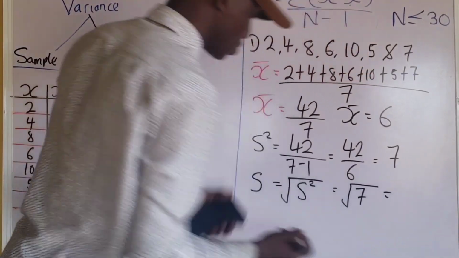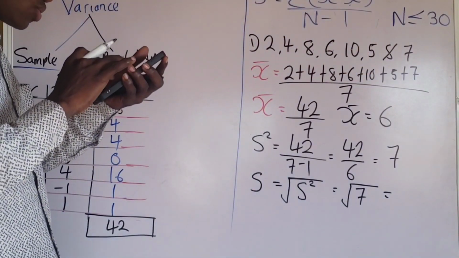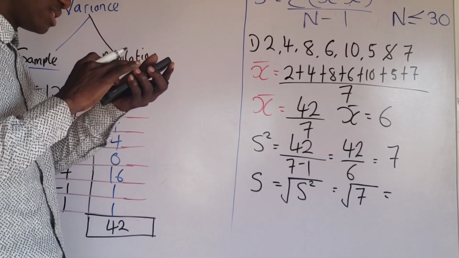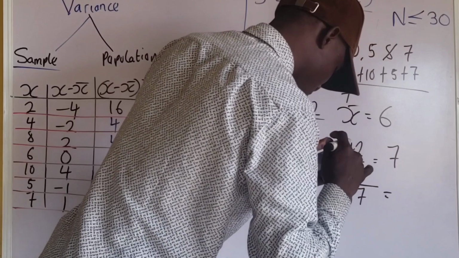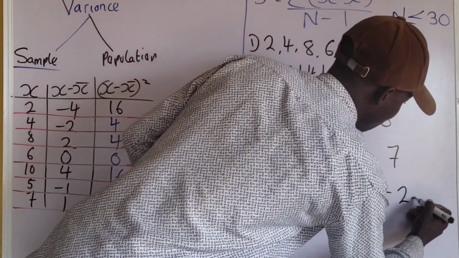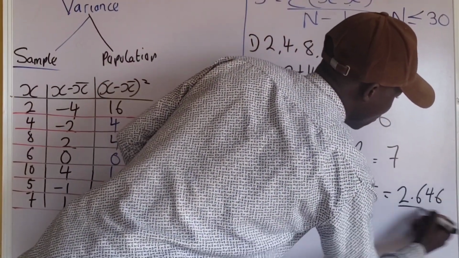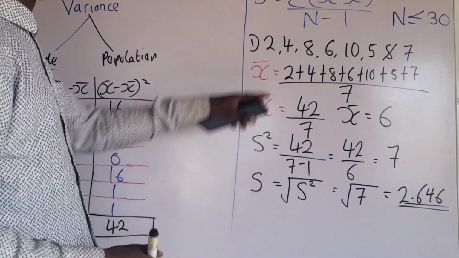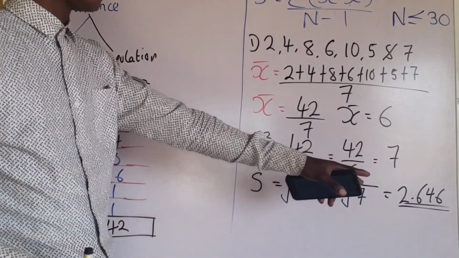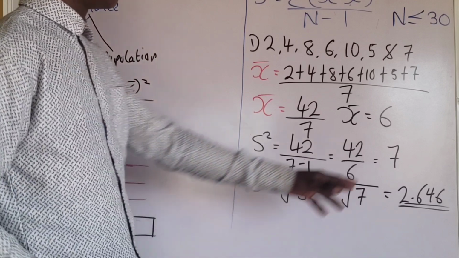If you take the square root of 7, the square root of 7 is 2.646. So the standard deviation of the data that we have is 2.646, while the variance is 7.